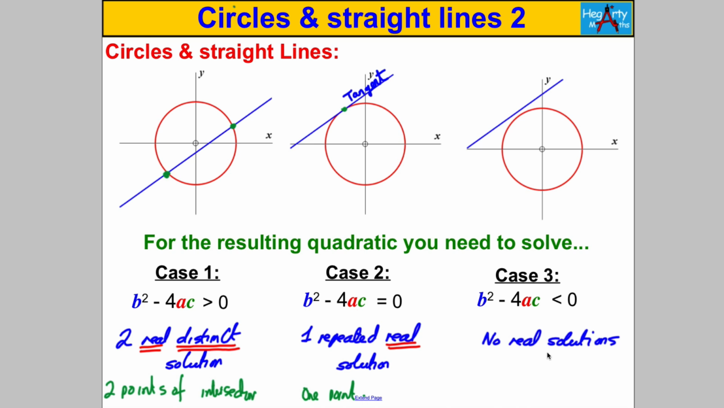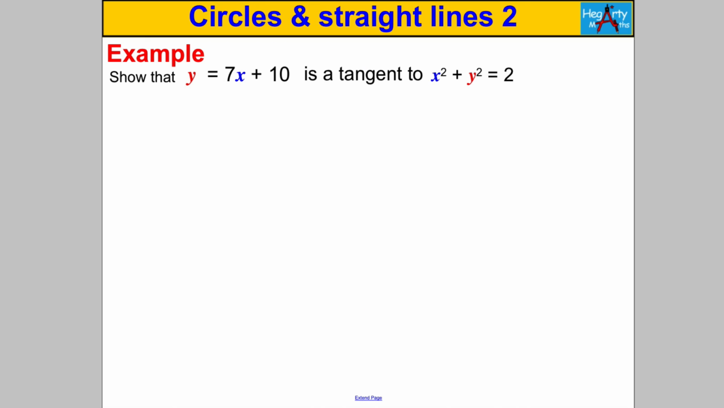And if you get b squared subtract 4ac, they don't cross at all. So we're going to use the discriminant to decide how a circle and a straight line meet or don't meet or just touch. So here's our first example. The question is, show that y is equal to 7x add 10 is a tangent to x squared plus y squared equals 2. Pause the video and have a go if you think you can.